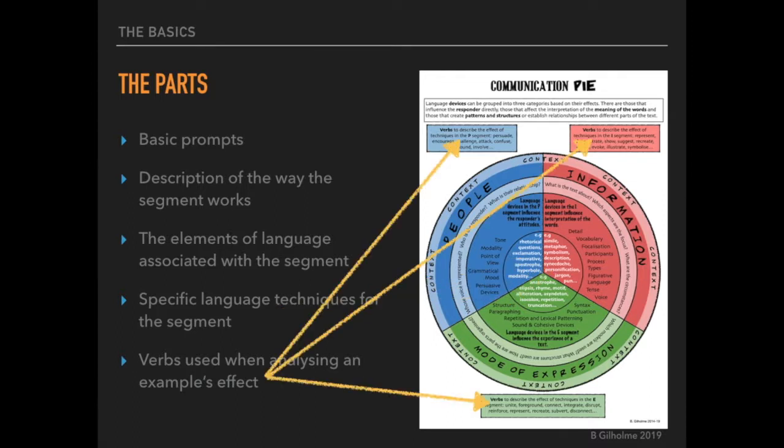So you can see that there's some verbs in those boxes around the outside of the pie, and they're some verbs that we can use in our analysis to actually explain what effect the language is creating.